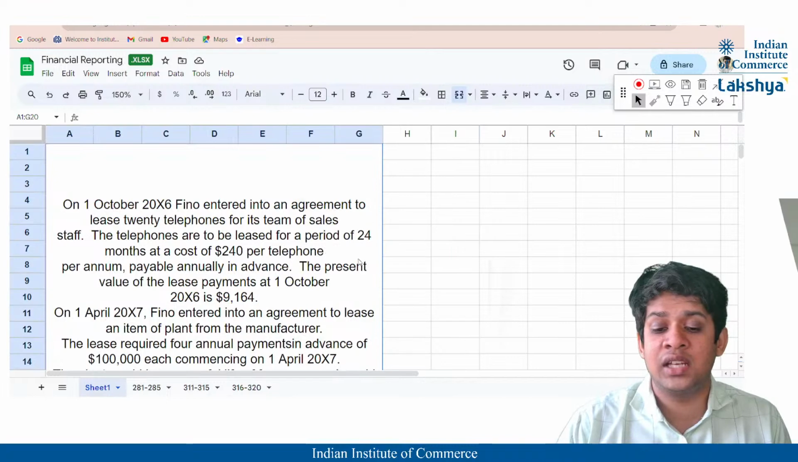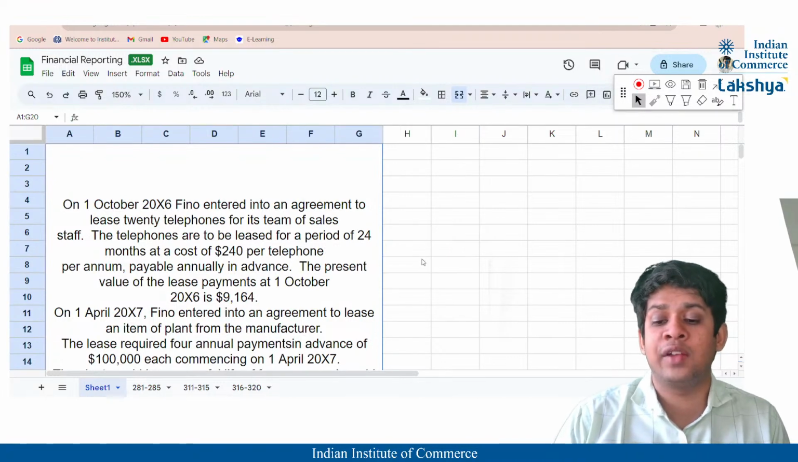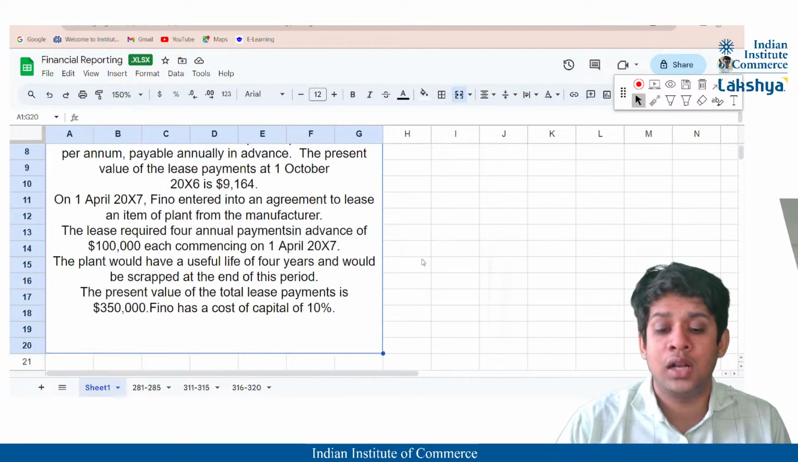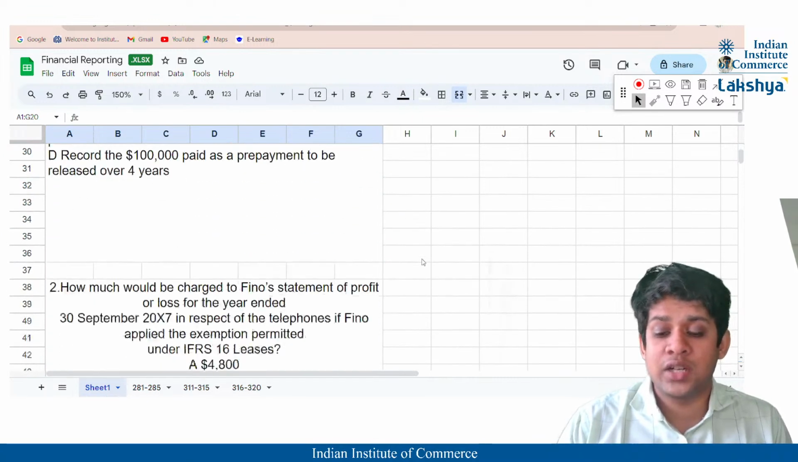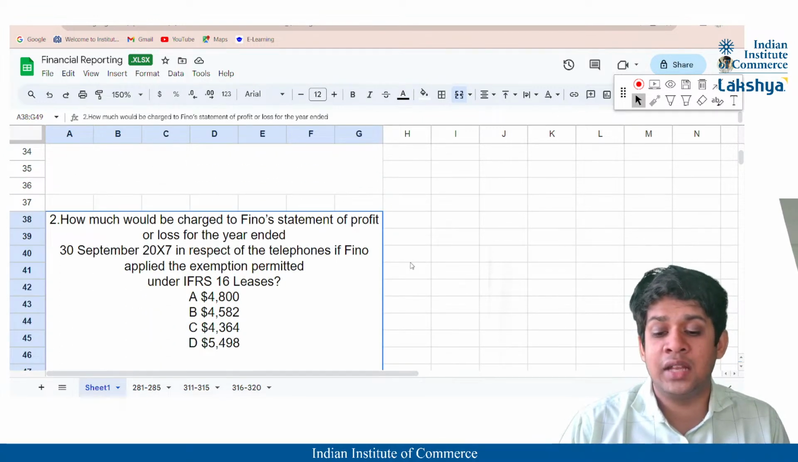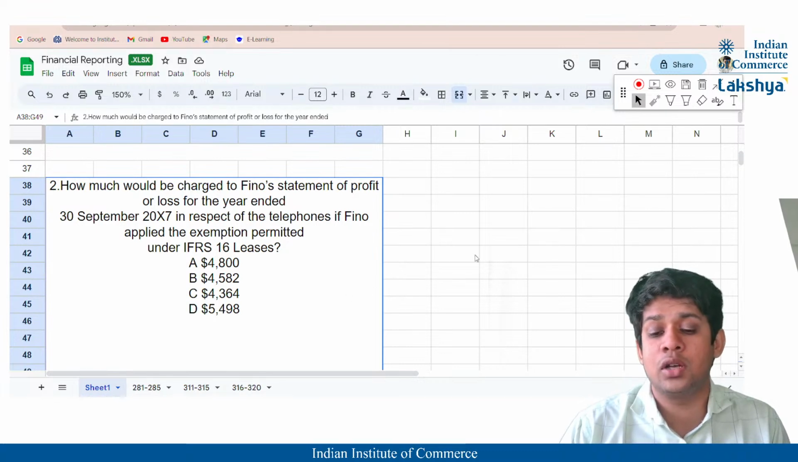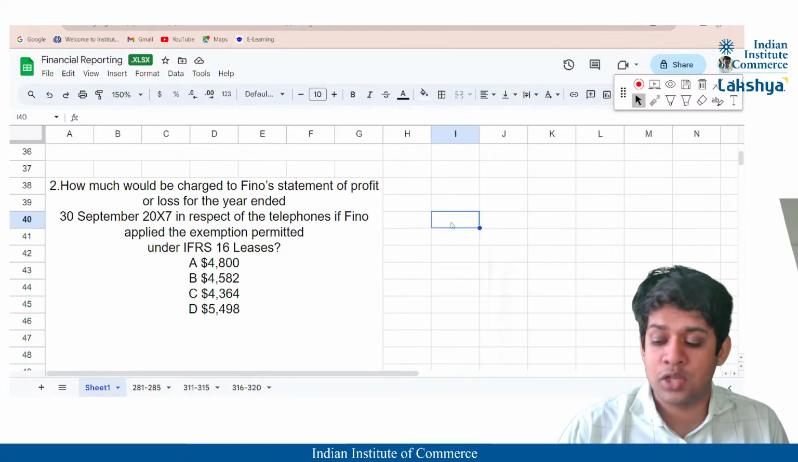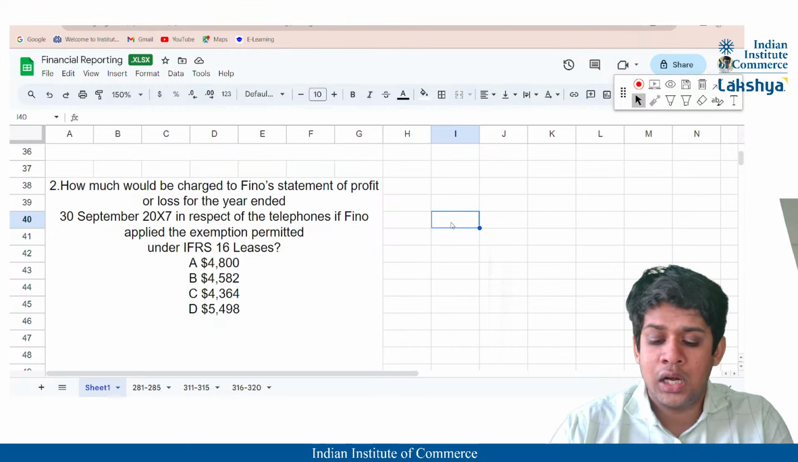In the first one, you can see telephones are taken on lease for a 24-month period, right? So the recognition exemption will apply and they are saying that they will actually use the recognition exemption. So if they use the recognition exemption, what is the formula that they will use? It is nothing but total lease rentals.